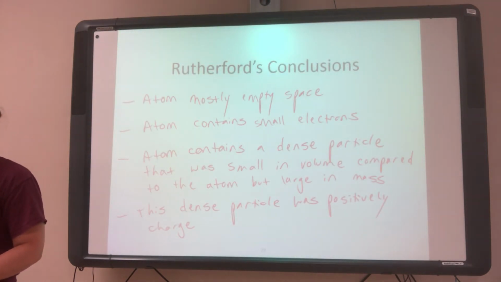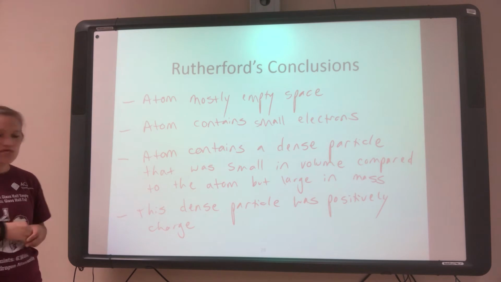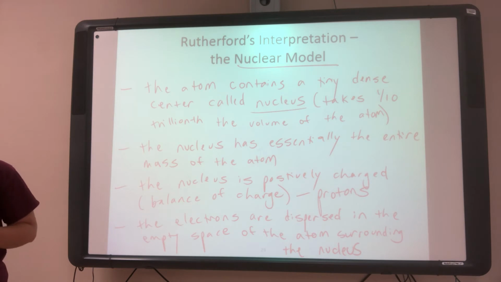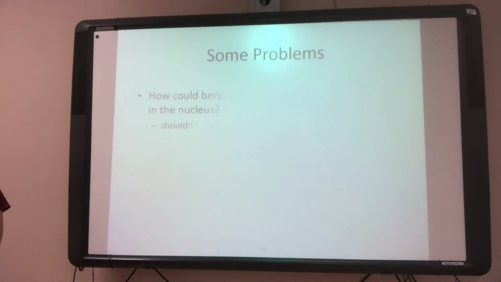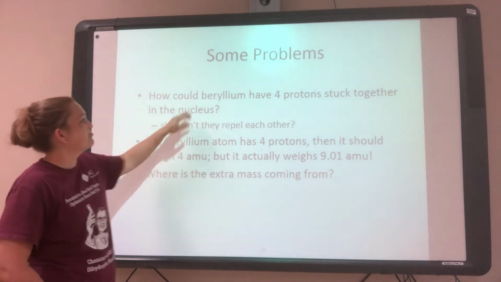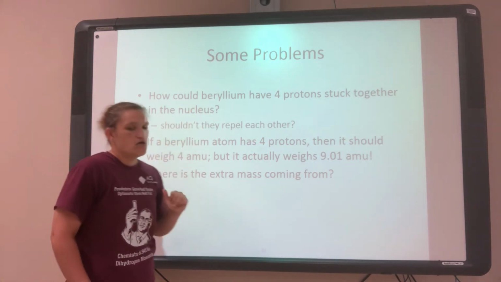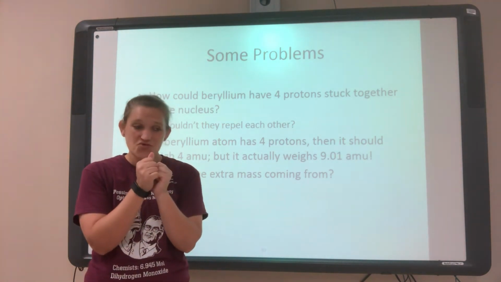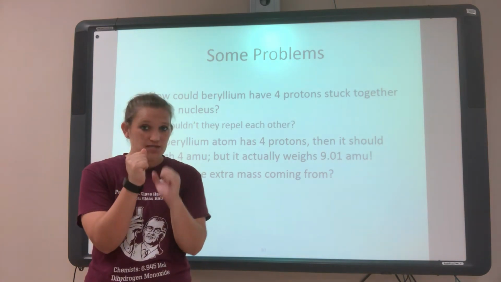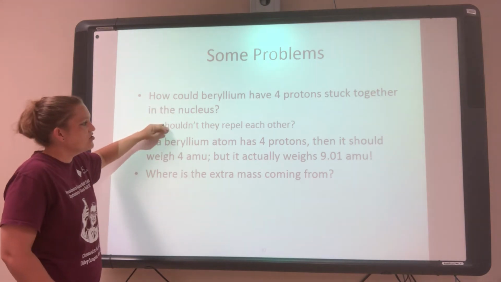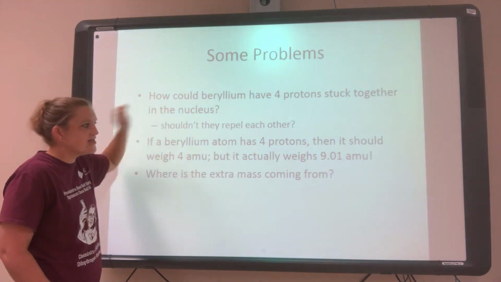So let's see if that makes sense. While I was talking, you might have thought of something in particular where you said, wait, something doesn't seem right here. How is this going to happen? There are some problems with his model, and you might have thought of some of them by yourself. One of them is, say for example, we have beryllium. Beryllium has 4 protons, and they're in the nucleus. Remember, the volume is small, so they're compacted into the nucleus. And if they're positively charged, what is one positive going to do? Repel. So if I've got 4 protons stuck in the nucleus, why don't they repel?